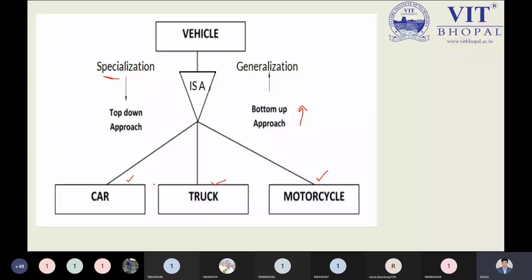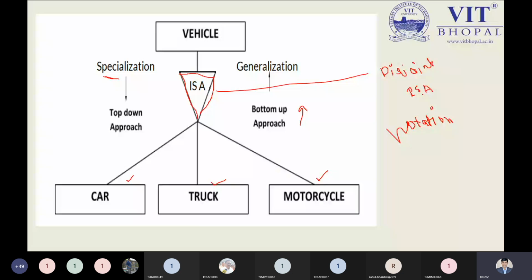So we can read this point over here: car is a vehicle, truck is a vehicle, motorcycle is a vehicle. Why are we using a disjoint? This is known as the disjoint notation, and this notation is used in the extended ER model while studying specialization, generalization, and aggregation. I will come to aggregation, but let me first explain specialization and generalization in more detail.